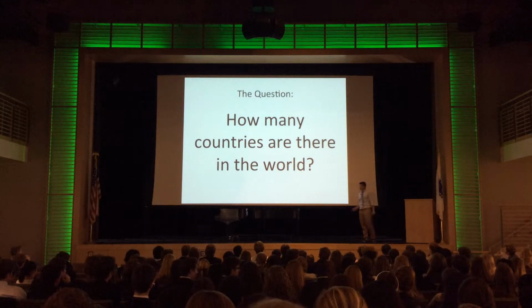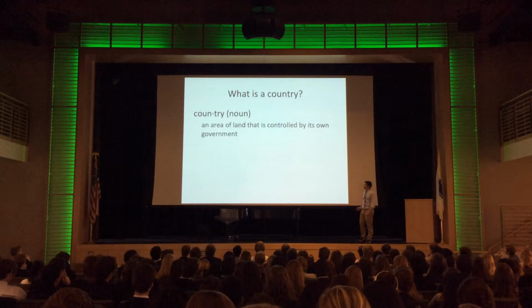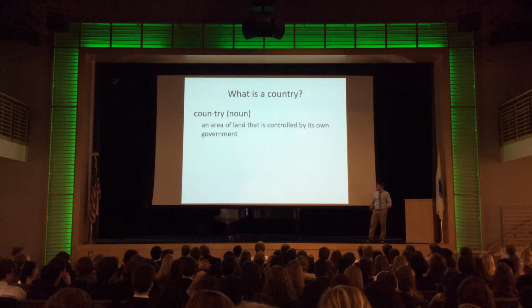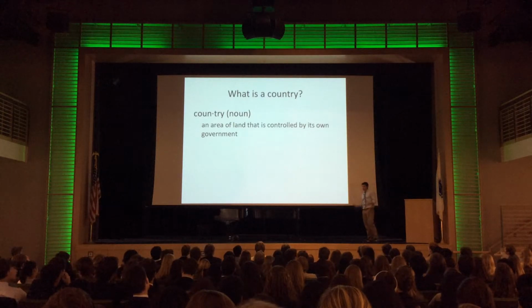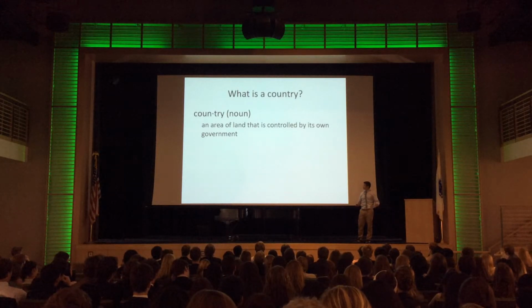Now, in order to answer this question, first we need to define what exactly a country is. And the definition is very vague. It is simply an area of land that is controlled by its own government. But this raises quite a bit of issues, because for a country to be considered a country, other established countries need to recognize the country in question as a country. I know, a little bit confusing.